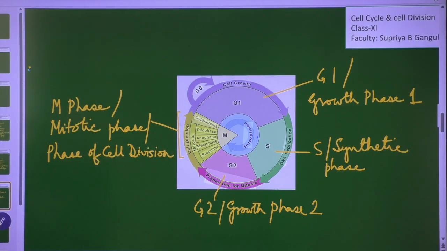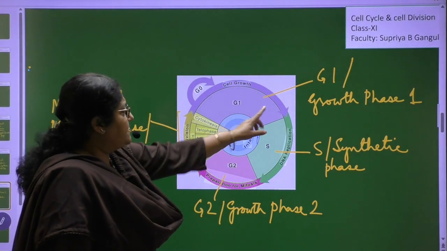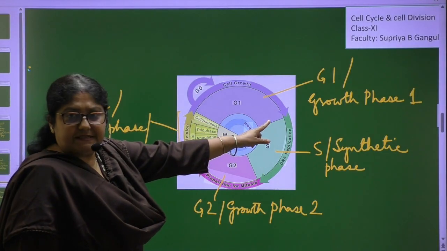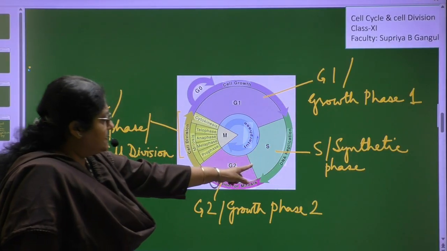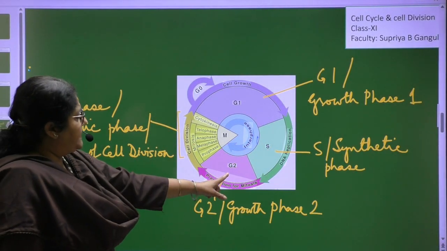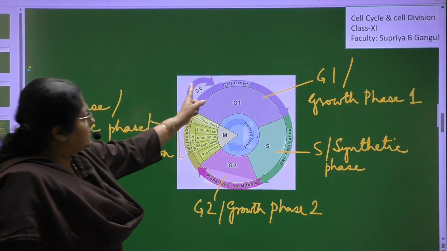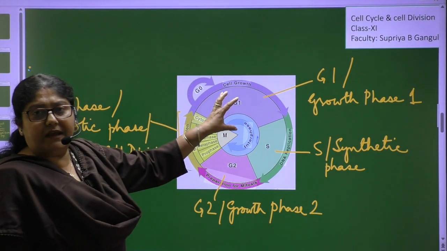Okay, so these are the various phases that we have. First one is the G1 phase. As you can see in the picture, it is the longest phase, followed by the synthetic phase, then a small phase called the G2 phase, and finally the mitotic phase. So this is the entire life of the cell of any living organism.